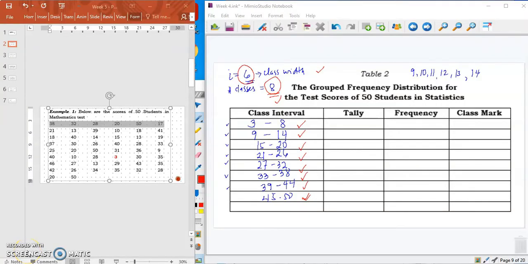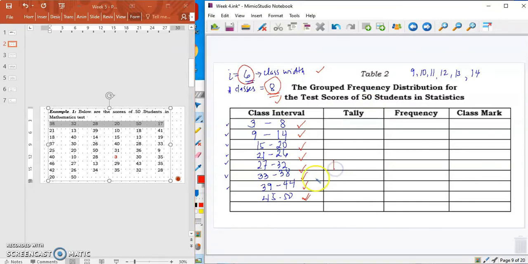Okay, this time, let's tally the scores. Let's do it per row. The row score is on the left side. Let's look at the left side. So we have 38, 32, 28, 20, 50, and 17. Let's tally that first. We know that 28 can be found here from the class interval 27 to 32.